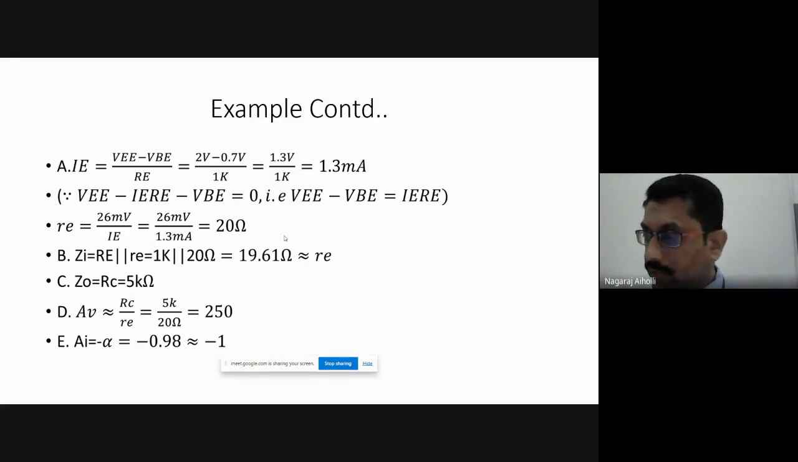Then we'll continue in the next class. In the next class, I will be considering the collector feedback configuration and its performance parameters. And then we'll solve an example on the collector feedback configuration. That we'll take up in the next class.